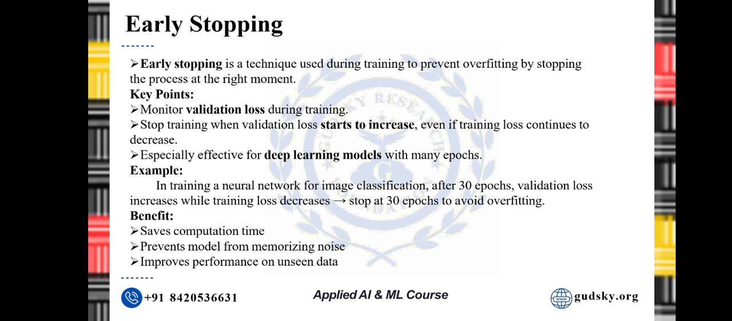So, for example, you train a neural network for image classification. After 30 epochs, validation loss starts rising. That's your signal. Stop training. You have reached the best point of generalization. So, benefits: saves computational time, prevents memorization of noise, improves test performance. You can think of early stopping like cooking pasta. If you boil too little, it's hard. If you boil too long, it becomes mushy. So, early stopping means you stop it at just the right time.